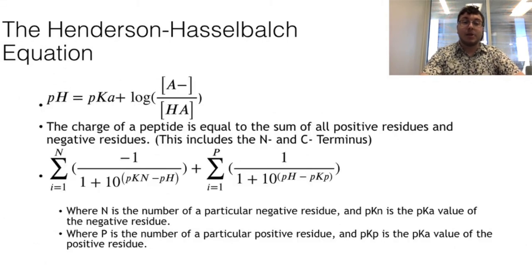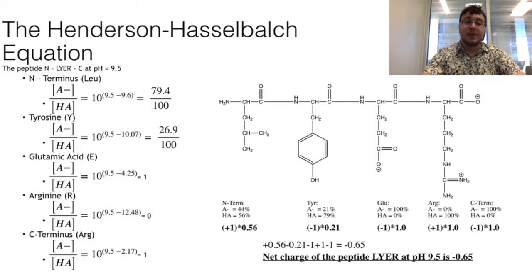The Henderson-Hasselbalch equation can also be used to determine the charge of an entire peptide based on the summation of all the charged residues. So, if we want to consider the peptide leucine, tyrosine, glutamate, arginine, we can know that the N-terminus and the arginine have the potential to be positively charged, while tyrosine and glutamate and the C-terminus have the possibility to be negatively charged. So to find the net charge, we will calculate the charge of each independent residue that has a possibility of being charged at this pH.